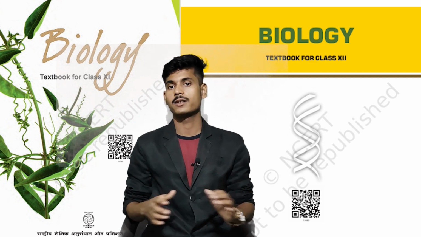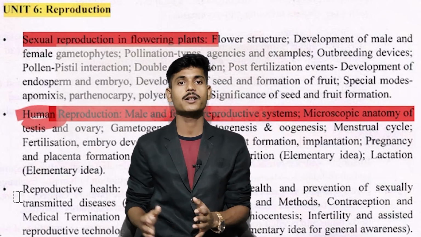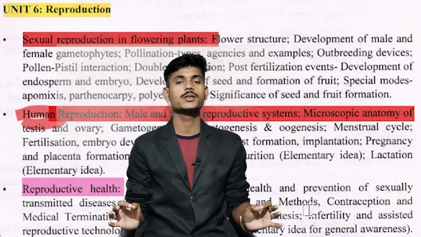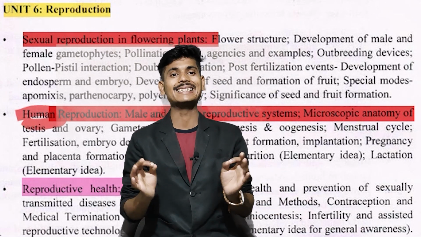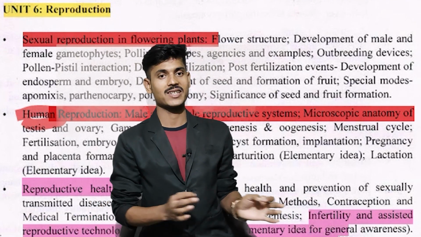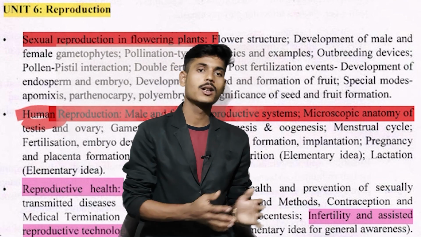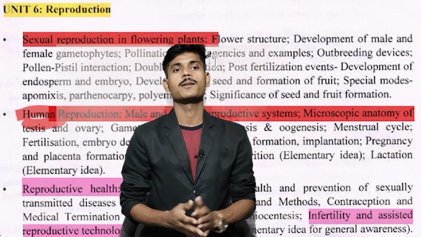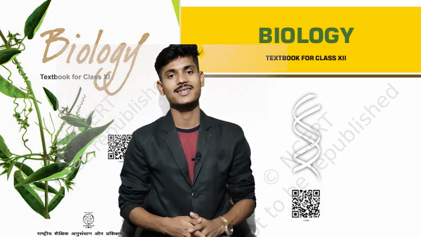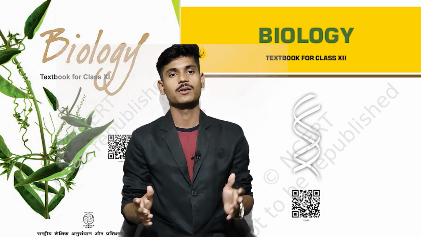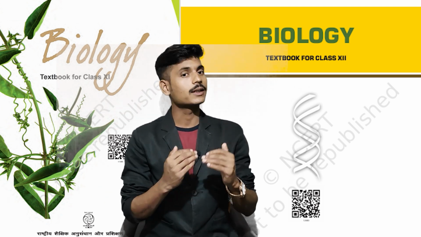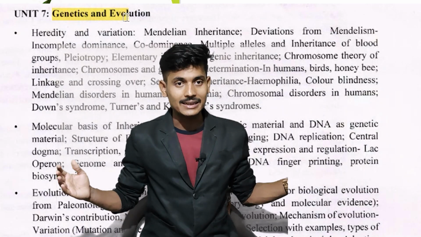Then we study another chapter called reproductive health, where we are introduced to reproductive diseases, or reproductive tract infections, STDs, sexually transmitted diseases, and how they are cured with some modern facilities like the test tube baby, or assisted reproductive techniques, ART. Fine, no problem. Now apart from these chapters, we have genetics.